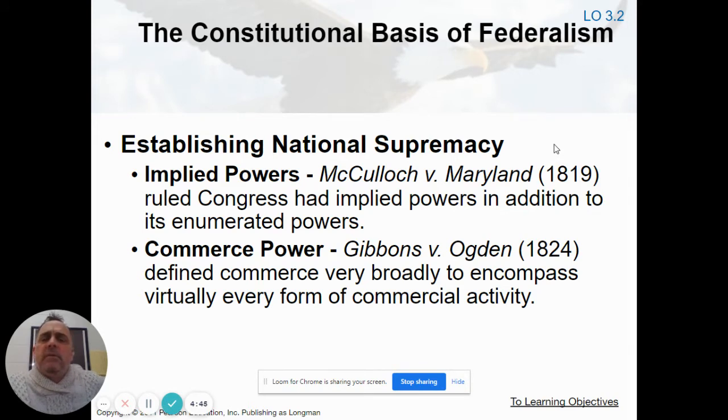Within the federal government, we have what's called implied powers. This was established with McCulloch versus Maryland, one of those Supreme Court cases that we have to know about. Basically, they said that Congress has specific powers that are listed in the Constitution, but they also have other powers that are implied in order for them to do their duties.